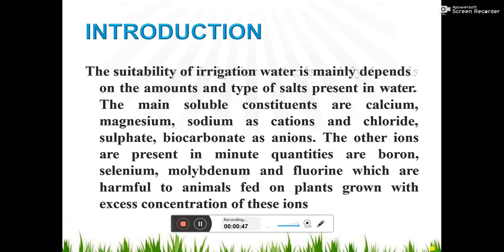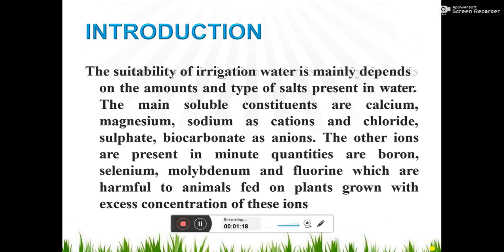Then in the introduction part, the suitability of irrigation water mainly depends on the amounts and types of salts present in water. So while considering the suitability of water, we have to know which types of salts or ions are present in this irrigation water. For that purpose, we have carried out the analysis of this irrigation water.